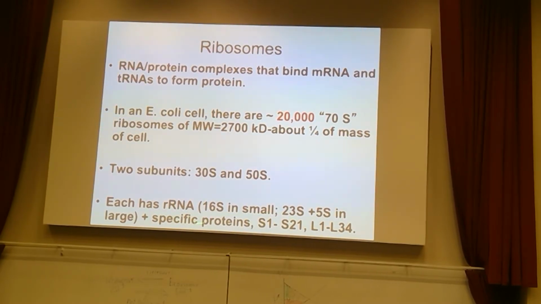Each one of the two subunits has ribosomal RNA in it. In the smaller subunit, it's an RNA called the 16S RNA. The larger subunit has two pieces of RNA in it. There's the 23S and the 5S ribosomal RNA. And in addition to those three RNA molecules, there are specific proteins that are also used to form the E. coli ribosome, 21 in the small subunit, 34 in the large subunit. So you can see that this is a very complex piece of machinery that includes both RNA and protein.